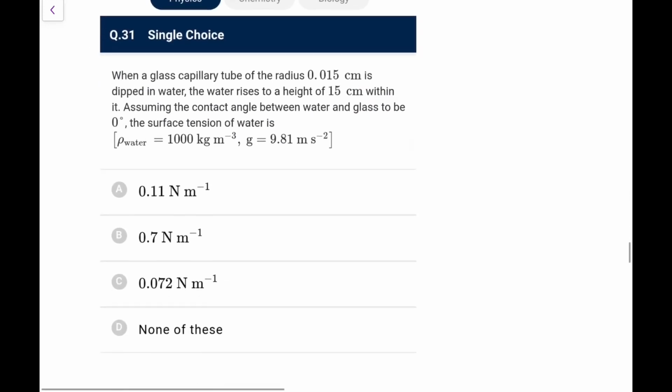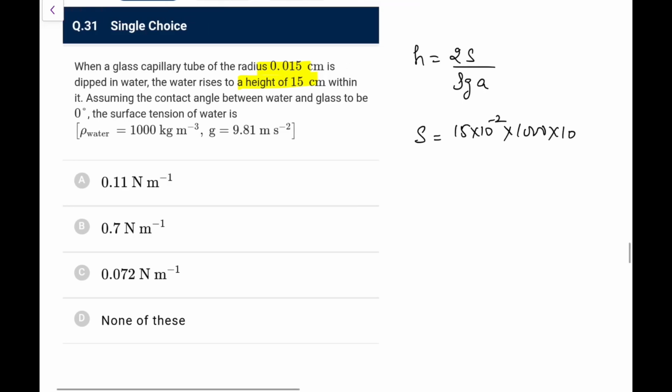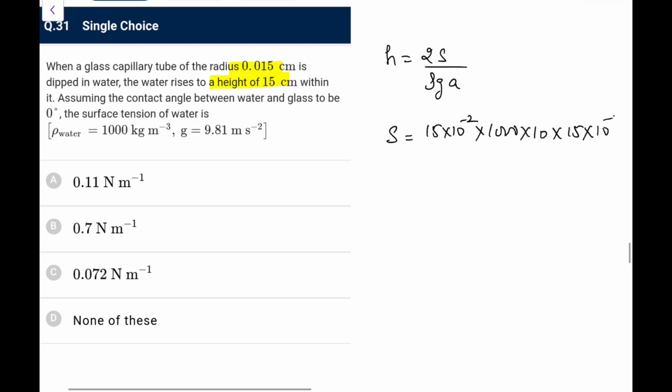Next one, when a glass capillary of radius 0.015 is dipped in water, water rises to a height of 15 centimeter within it. Assume the contact angle to be 0. The surface tension is directly, H is 2S upon rho g r. So S would be, H is 15 centimeter, that is 15 into 10 to the power minus 2, density is 1000, g is 10, and this radius is 15 into 10 to the power minus 5 upon 2. So this becomes 10 to the power minus 1.